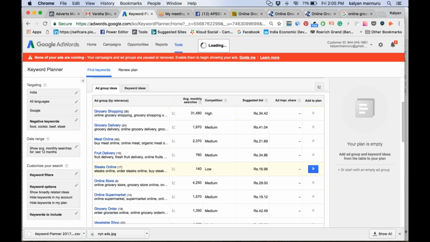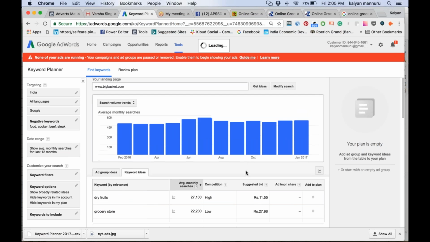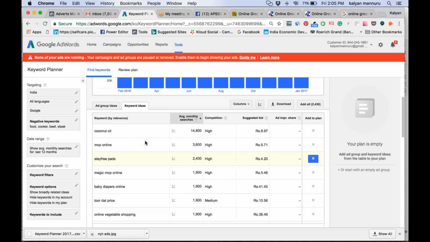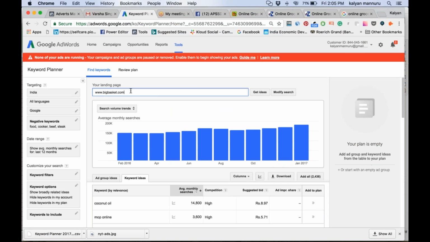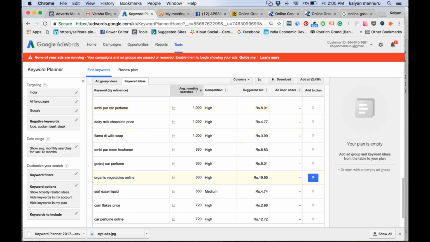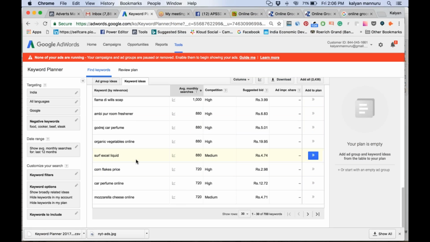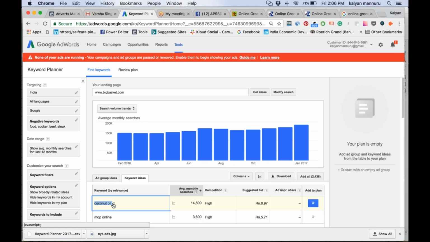Look at the keywords here. These are the keywords it is suggesting: coconut oil, mop online. Based on the input that I gave, it says these keywords are being searched, and based on these keywords, the users are reaching bigbasket.com. If you see, we are not getting any category based keywords here. These are all product based. Ambipur room freshener is a product. Surf excel liquid is a product. Cornflakes is a product. Coconut oil probably is a subcategory.